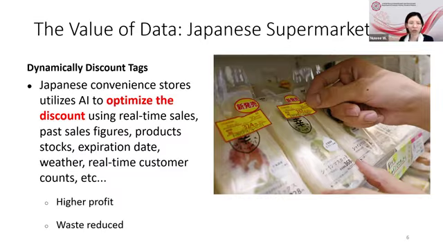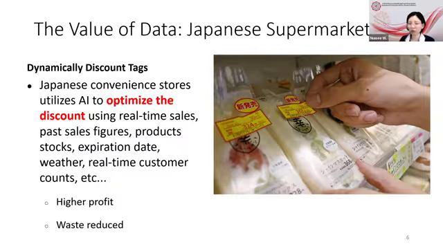So what do they do? They try to discount again. It has to discount. Let's say when it's 8 p.m., let's discount sushi, because otherwise the sushi will not be sold out and then you need to just dump it away anyway. So what Japanese supermarkets use is AI to optimize the discount. Why do they need to optimize the discount? Because they need higher profit and they need to lower the amount of waste that they need to dump.